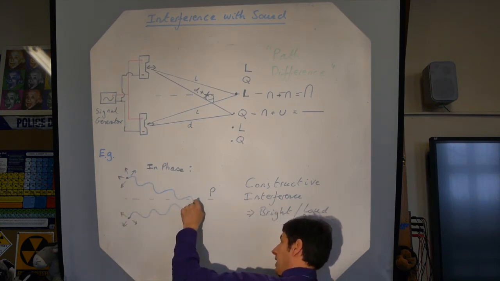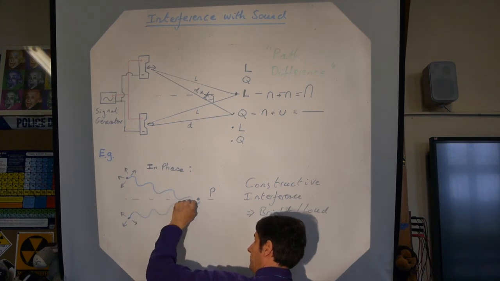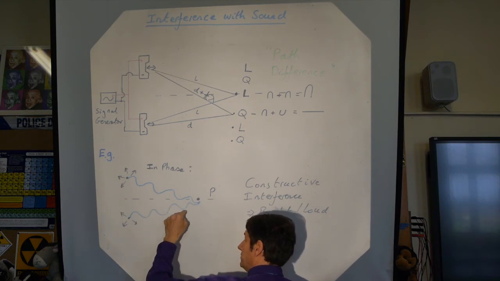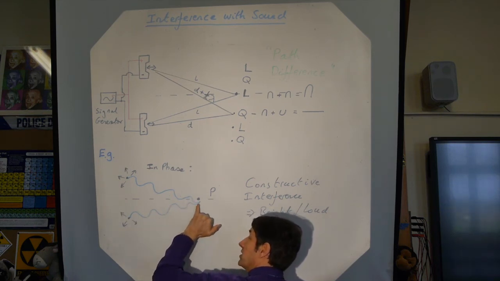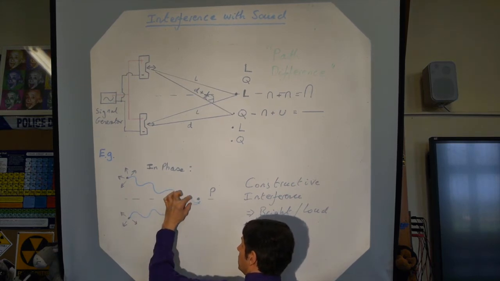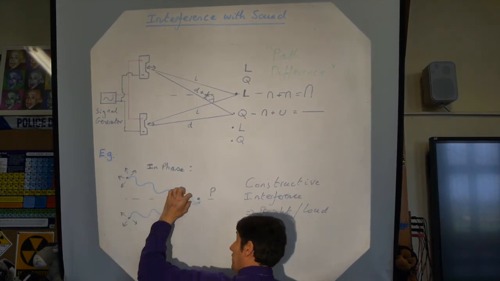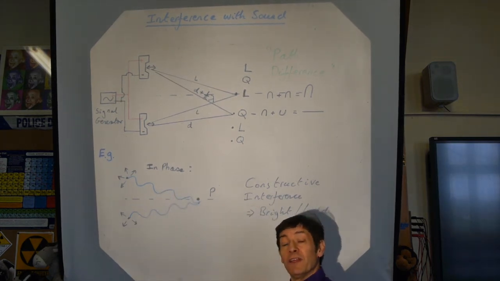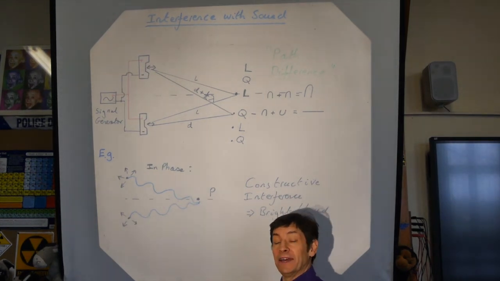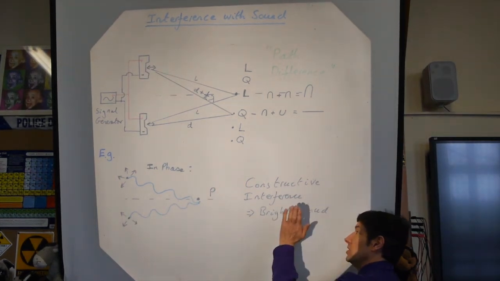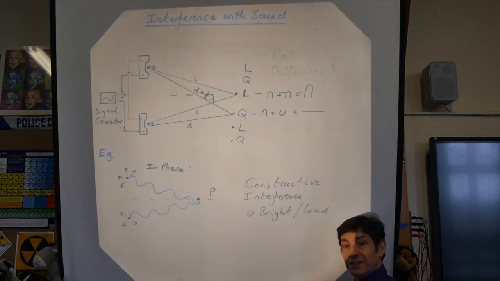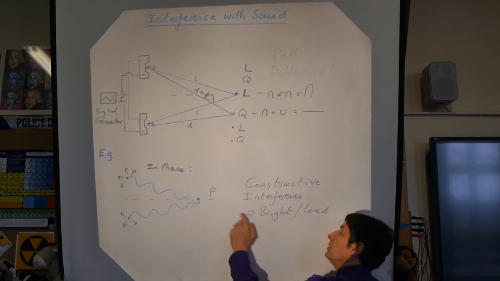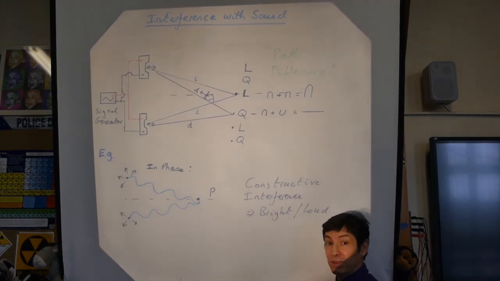And if you look at the midpoint here, up, down, up, down, a trough arrives there. And because this path length is the same, up, down, up, down, a trough arrives here as well. So in a minute, it's probably a microsecond or a millisecond, these two peaks are going to arrive, then two troughs, then two peaks. So of course, they'll always be in phase, they will always add up, and at that point, we will get constructive interference, which lets itself be known by that place always being loud or always being bright if it's light beams.